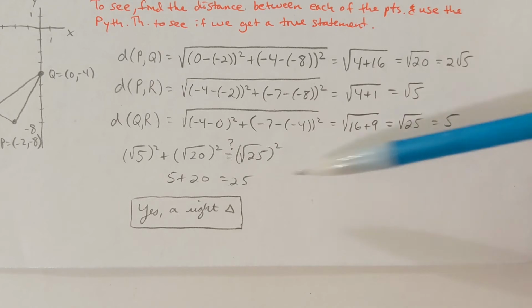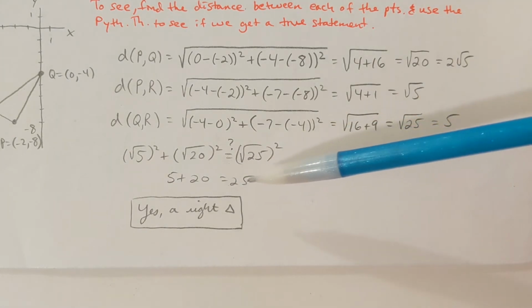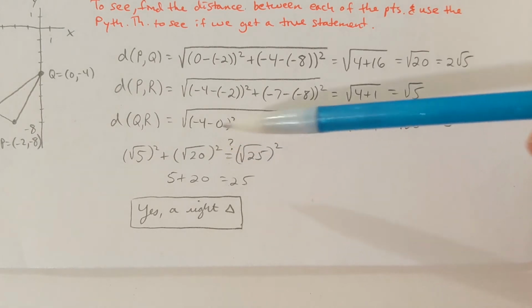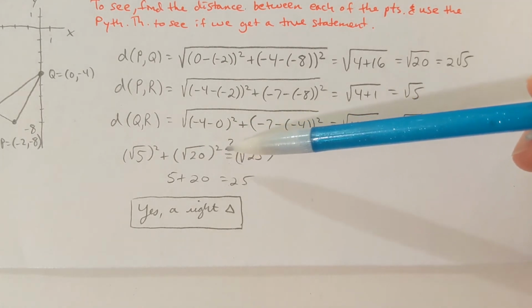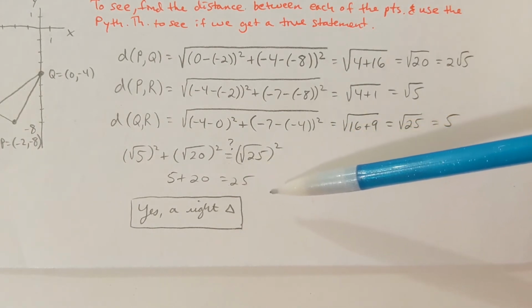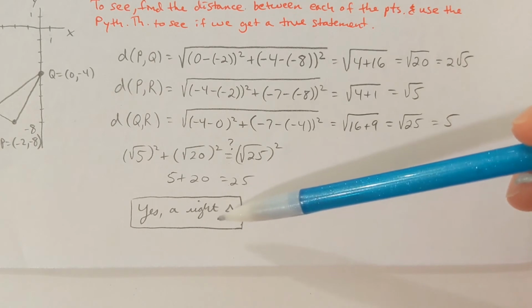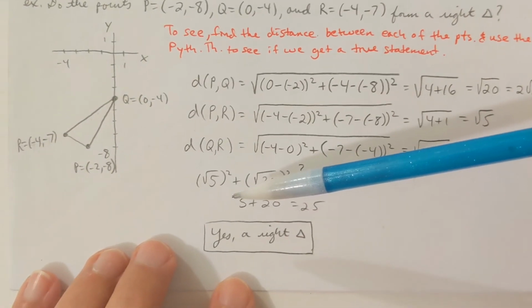Okay, so do we get a true statement from these distances? Well, the square root of 5 is 5, the square root of 20 is 20, the square root of 25 is 25. 5 plus 20 is 25. So yeah, that's true, which means that yes, this is a right triangle.